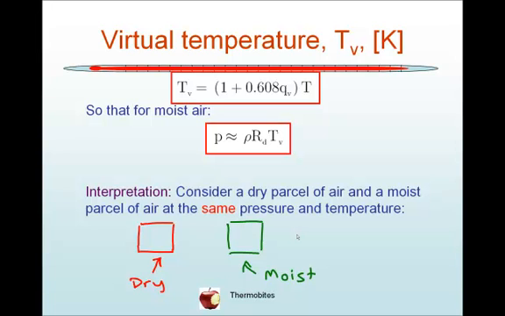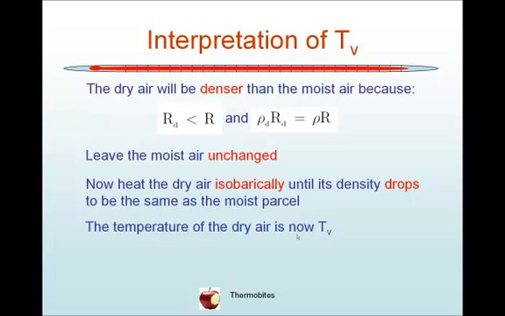What does virtual temperature mean? Well, consider a dry parcel of air and a moist parcel of air, and they both have the same pressure and the same temperature. We can write out the ideal gas laws for both of those and equate them, and we find that the dry air will be denser than the moist air because we have this equality, rho_d R_d is equal to rho R, and the specific gas constant R_d is less than that for moist air.